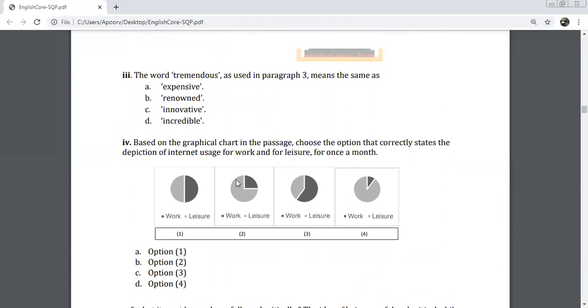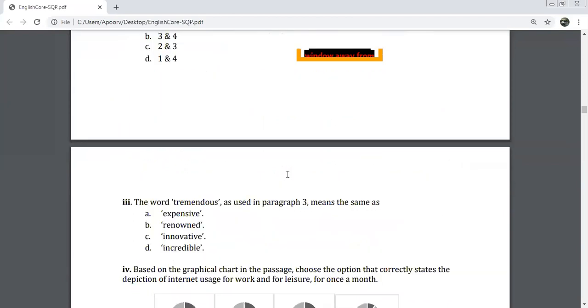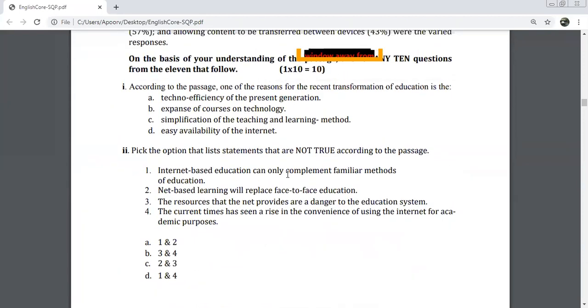Second option. Yes, ma'am, this entire is 50. Excuse me, ma'am, this is 25%. Ma'am, it is written for work and for leisure, for once a month. Ma'am, I do not think this is given.